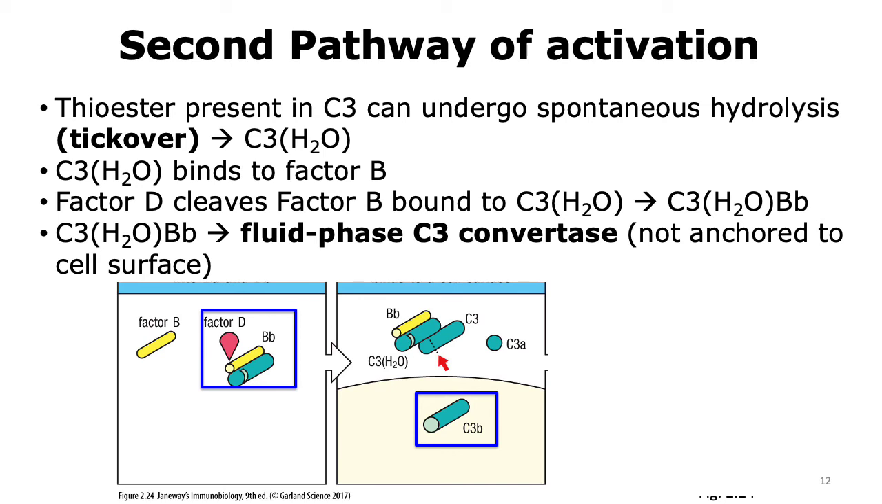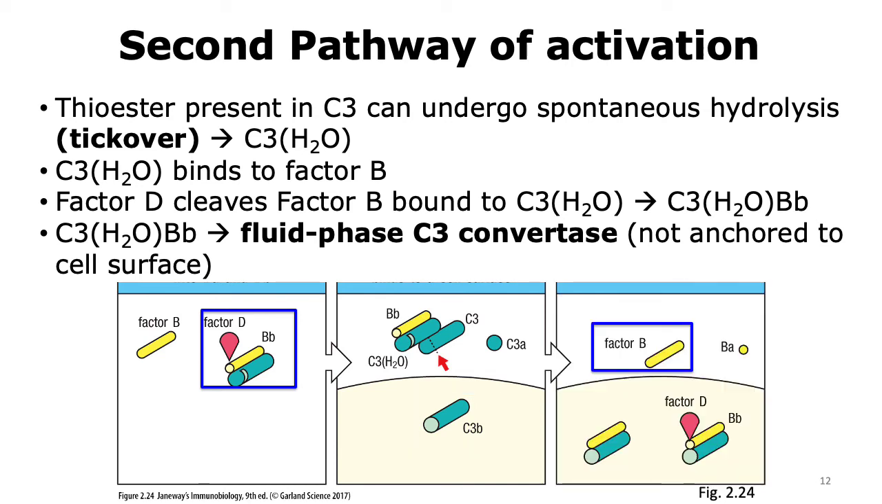Now this C3b that is bound to the surface of the pathogen can interact with other factor B molecules. And when that happens, then this factor B that is bound to C3b can now interact with factor D that will cleave the B protein to give you capital B small b. And we already know that C3b that is bound to capital B small b is also a C3 convertase. And this way we get more and more C3b that is made.